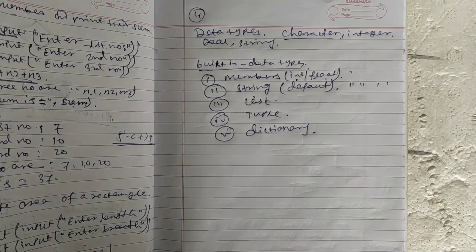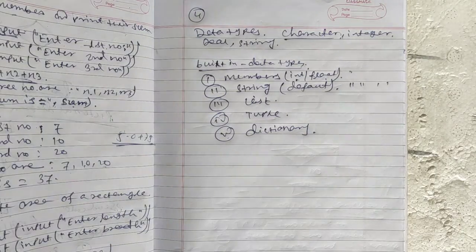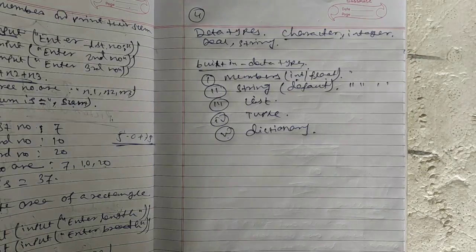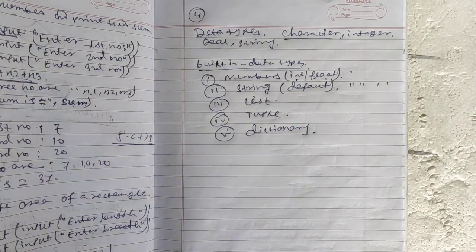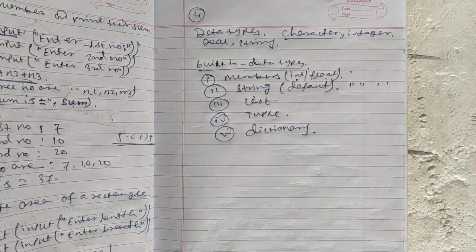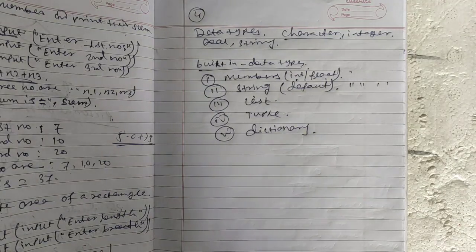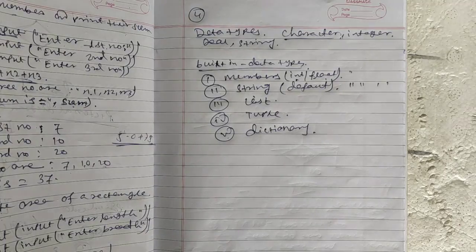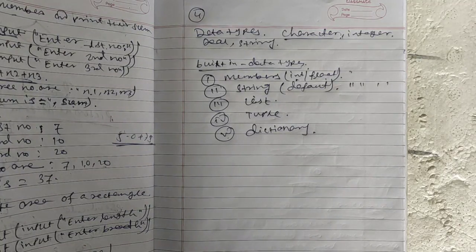Data types is basically going to discuss the built-in data types that we use in programs, that is numbers, string, list, tuple and dictionary. Numbers include integer, float, boolean, and complex numbers. Then string, then list, then tuple, then dictionary. So what is a number?